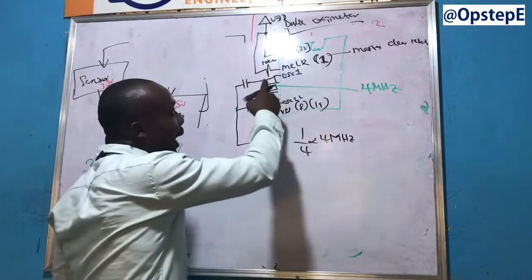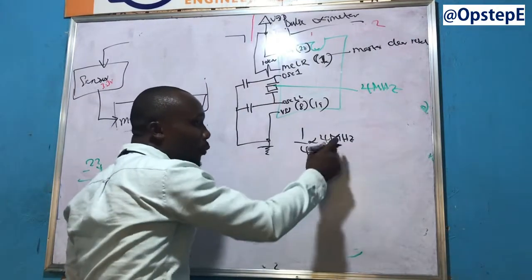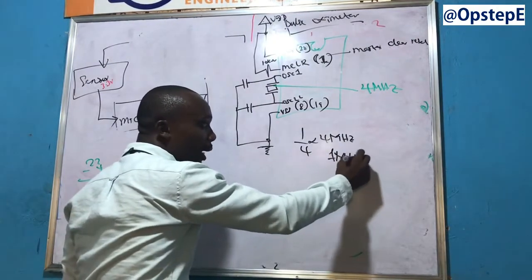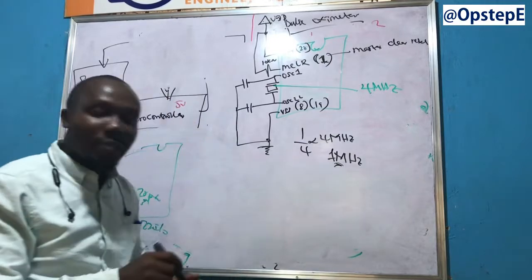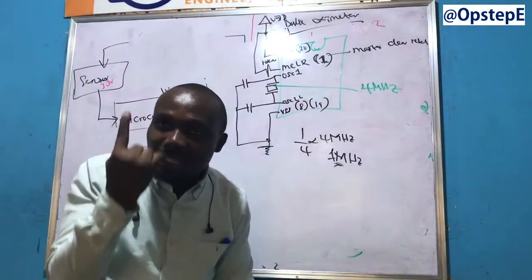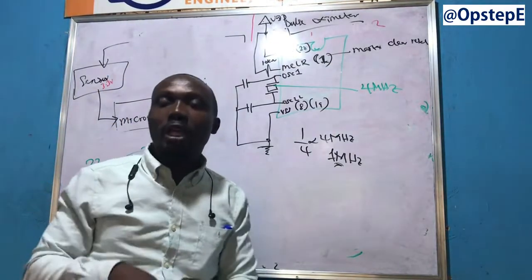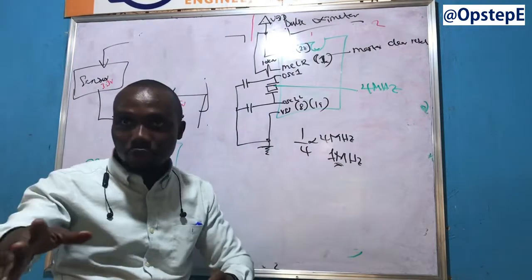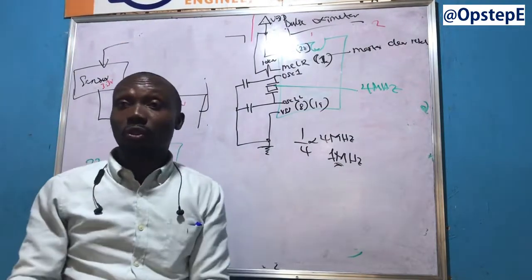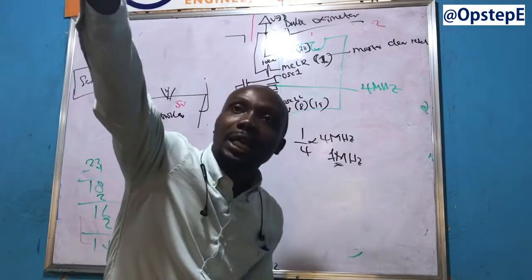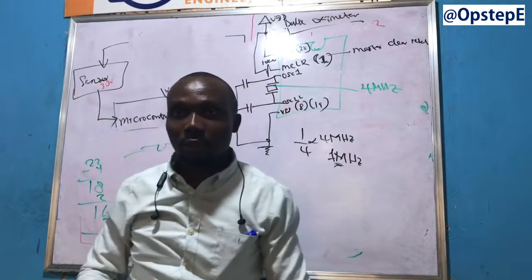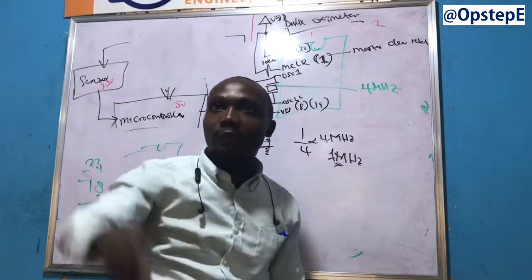So if you have 4 megahertz here, it's going to take 1/4, which is what? 1 megahertz. That's 1 megahertz. It's the frequency at which it executes a single cycle instruction. If I say stand up, that's a single cycle instruction. Sit down, that's a single cycle instruction. If I say check if the police are there, go home or come back. If they are there, come back. If they are not there, go home.